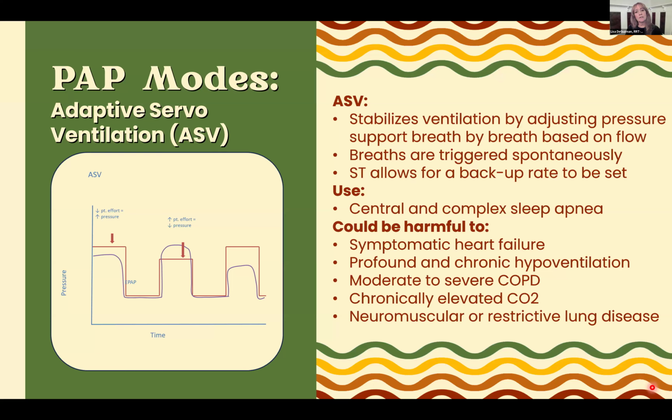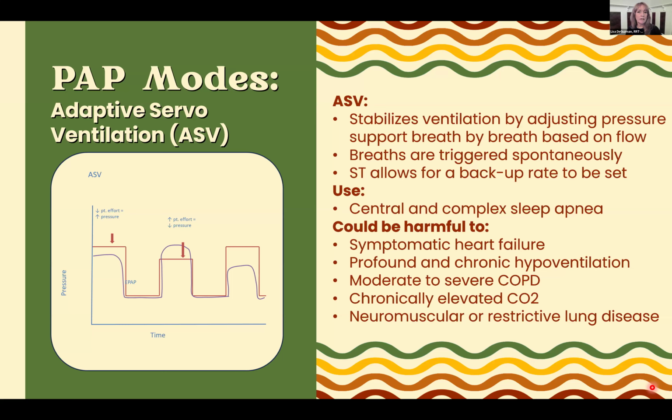And typically we see this for central and complex sleep apnea. So mixed apneas, you're having obstruction and you're having some central components. This can be harmful to some patients though. So ASV is not indicated if you have symptomatic heart failure, chronic heart failure, and ejection fraction comes into play. So that 45% is crucial. Patients sometimes do not qualify and it could actually cause more harm and there have been some deaths if they meet that criteria. So ASV doesn't work for everyone.